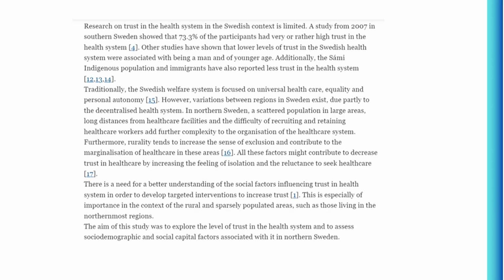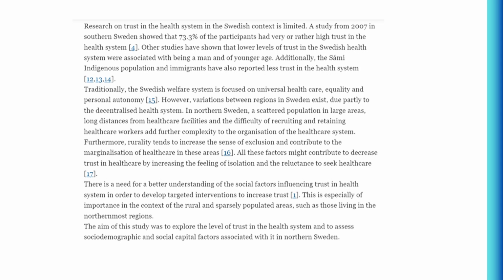Okay, so looking at the abstract: research on trust in the health system in the Swedish context is limited, etc. The studies have shown that lower levels of trust in the Swedish system were associated with being a man and of younger age. Additionally, the Sami indigenous population and immigrants have reported less trust. So this is the introduction, yeah? There's a need for better understanding of social factors influencing trust. The aim was to explore the level of trust and to assess socio-demographic and social capital factors associated with it.